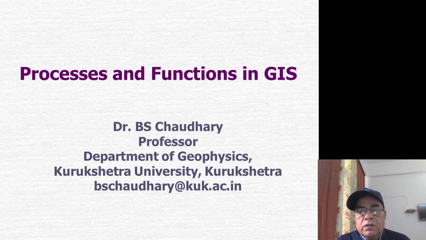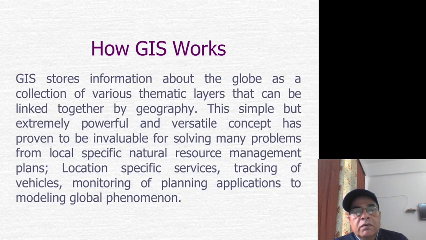So as you know, when we talk about GIS, we have to understand how it works. GIS stores information about the globe as a collection of various thematic layers that can be linked together by geography. When we are talking about any thematic layer, we are talking about the spatial distribution of a particular theme. We want to know how much area is under a particular type of land use, and at how many places that type of land use is.